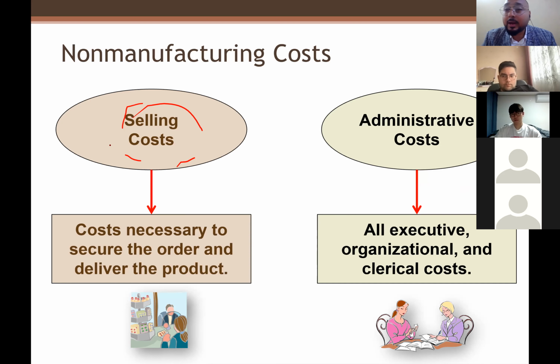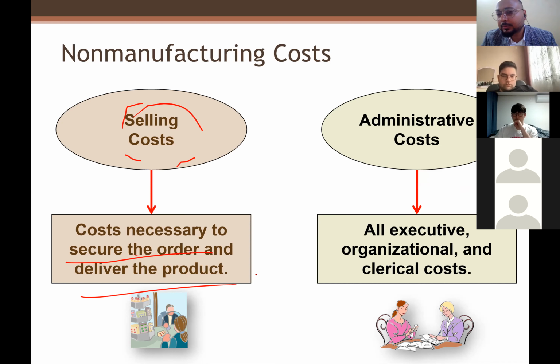Sometimes you advertise too much, but you couldn't sell even one product. Sometimes you didn't even advertise anything, and you sell thousands of units. So it's not related to manufacturing. It is non-manufacturing cost. The selling cost, all the cost for advertising, selling, commissions, and all those things, will be under selling cost. So the cost necessary to secure orders and deliver the products is selling cost.